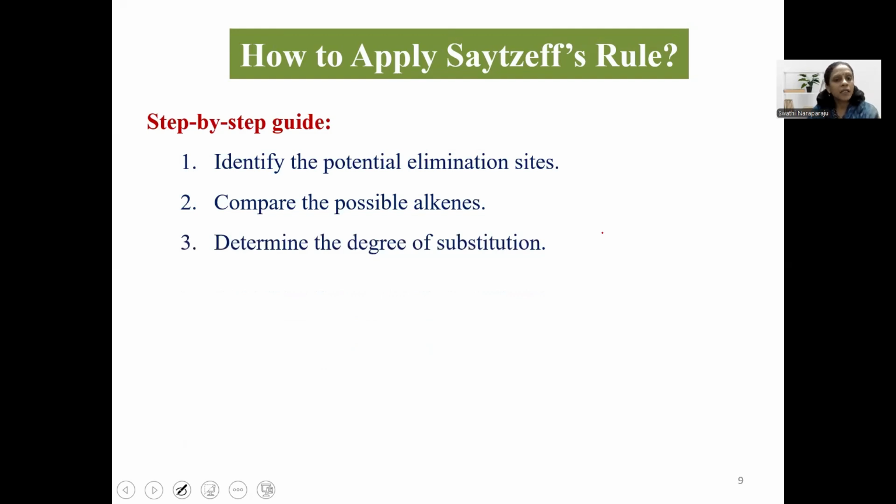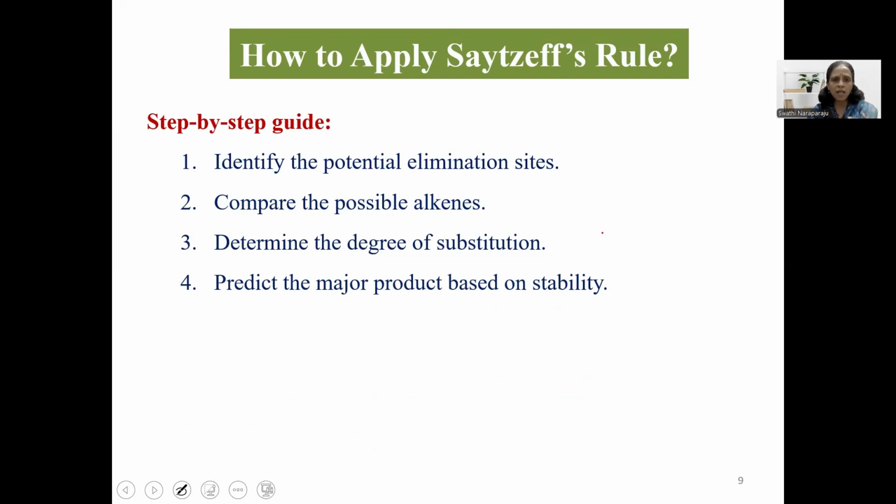Step number 3, determine the degree of substitution. As we have done the same exercise in the previous example, 1-butene belongs to the class of monosubstituted alkene and 2-butene belongs to the class of disubstituted alkene. So like that, determine the degree of substitution. Then step number 4, predict the major product based on the stability. Highly substituted alkene is the preferred product because of the greater stability.